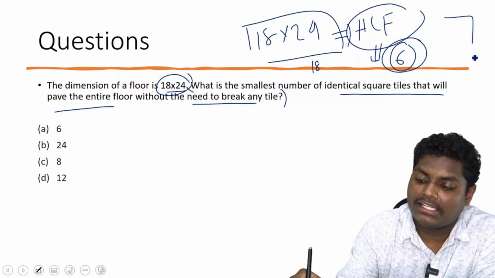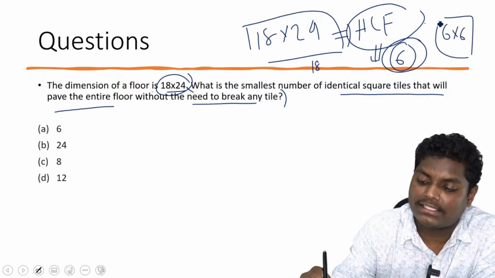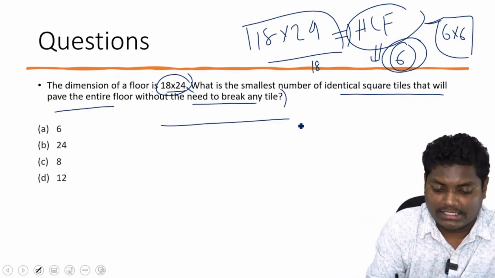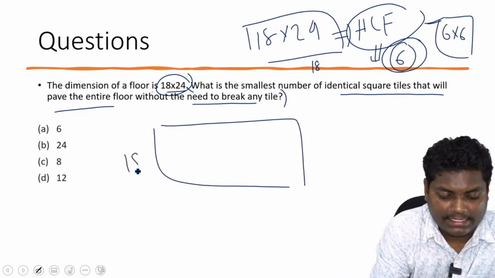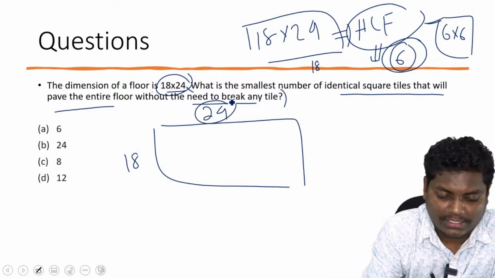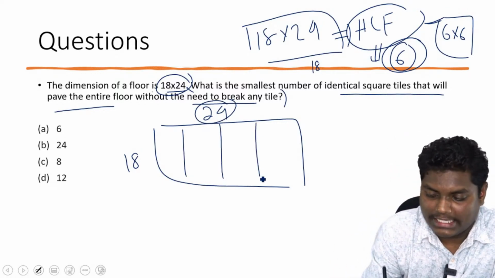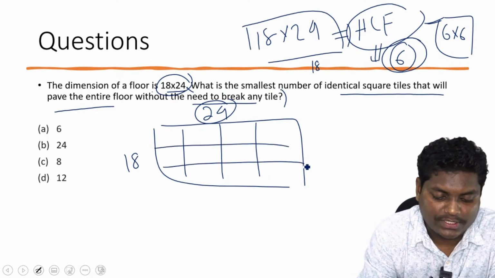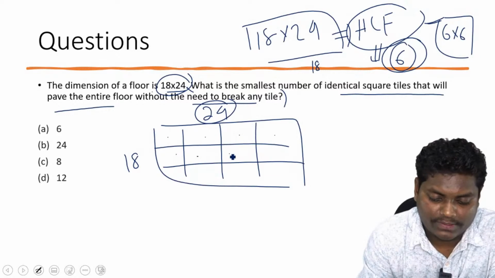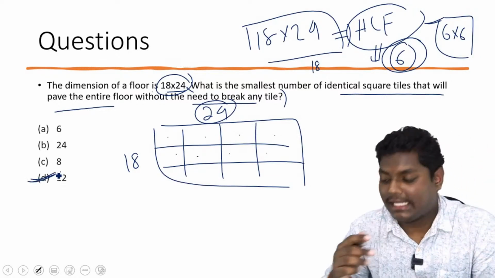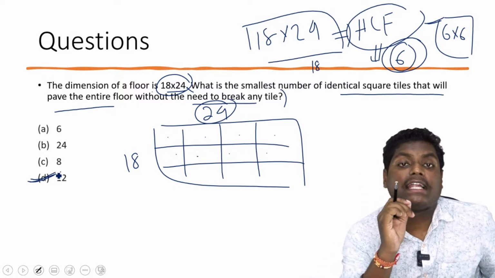Basically we need 6 cross 6 tiles to fill it. So I'll just write it here, 18 and 24. How to arrange them? We can arrange 4 tiles along one side, and 3 along the other. So basically 1, 2, 3, 4, 5, 6, 7, 8, 9, 10, 12 tiles. We can fill it up with 12 tiles.